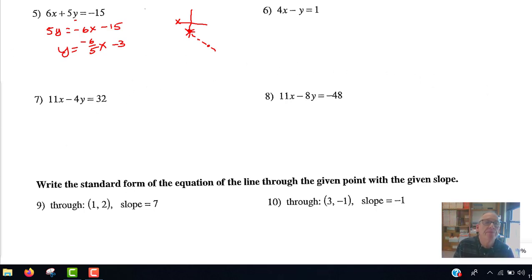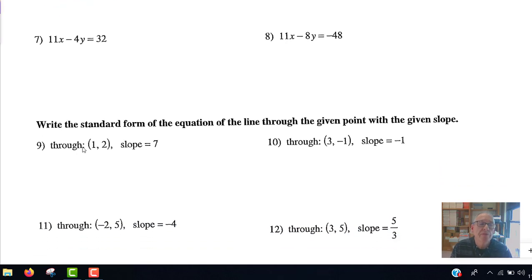Okay, let's look at number 7. Number 7, we need to solve for y. So move 11x to the other side, becomes a negative 11x. We have negative 4y is equal to negative 11x plus 32. Divide everything by negative 4. y is equal to 11/4. The two negatives cancel, x. And 32 divided by negative 4 is going to be a minus 8. So y is equal to 11/4 x minus 8. And that would be slope-intercept form for number 7.